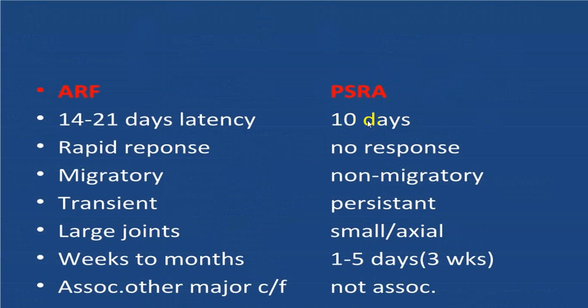post-streptococcal reactive arthritis. This will be after 10 days. This will respond very nicely to aspirin, etc. There is no response here. Non-migratory. This is persistent. Small joints and axial joints are more frequently involved. And it will last for 1 to 5 days or 3 weeks. And here there will be other associated major criteria. And this is migratory, it is transient, and large joints, that is knee, ankle, wrist, and elbow, are very frequently involved. And this is usually after 2 to 3 weeks of rheumatic fever. This is after 10 days of rheumatic fever.